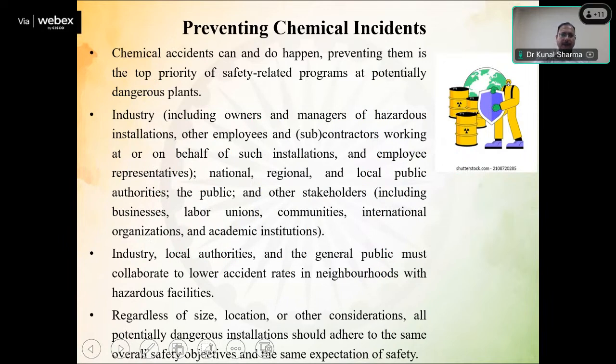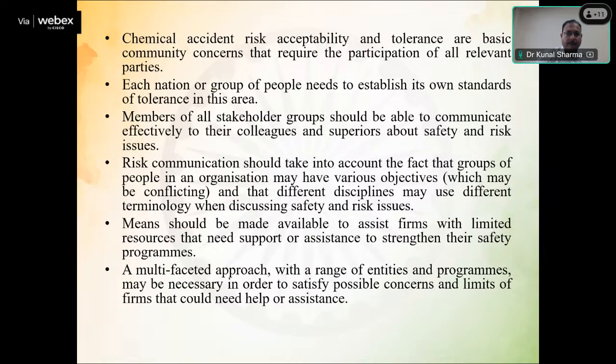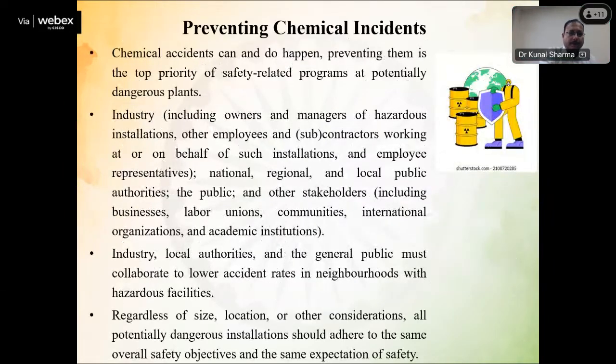Now, prevention of incidents. Chemical incidents can and do happen. Preventing them is the top priority of safety-related programs with potentially dangerous plants. Industry, national, regional, and local public authorities, the public, and other stakeholders are all stakeholders. It is not like industry is only responsible. Stakeholders include business, labor unions, communities, international organizations, and academic institutions.